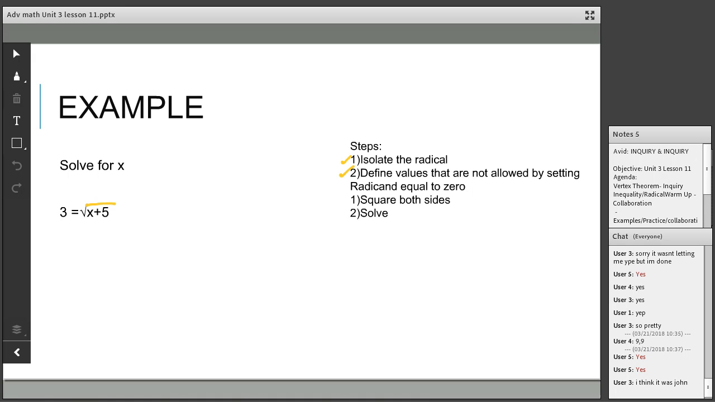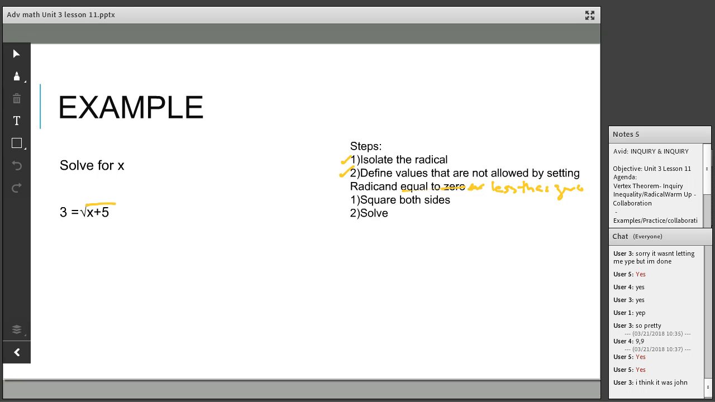The second thing we want to do is define values that are not allowed by setting the radicand less than 0. Sorry, when I typed that last night I had it wrong. Define the values that are not allowed by setting the radicand less than 0.